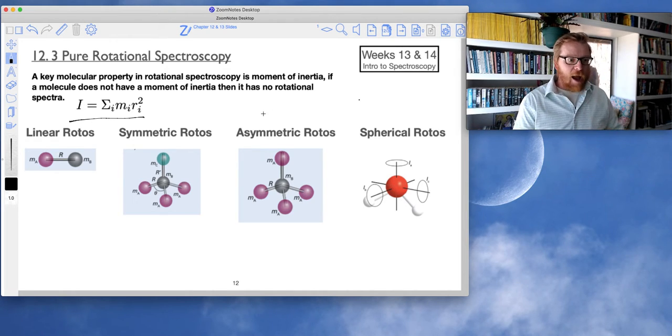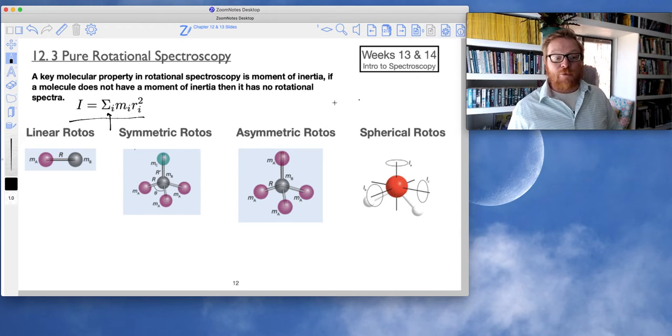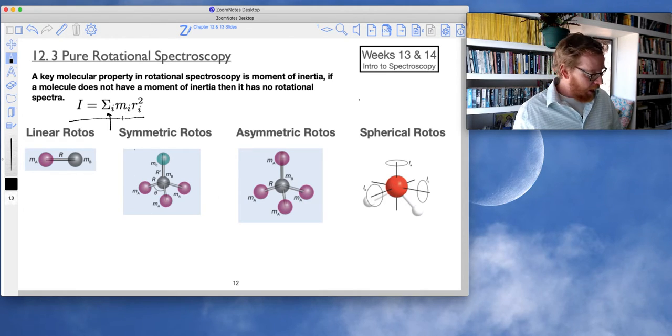You also notice here that I've given this as a sum, and that's because for a very simple object, such as two masses on a spring, there will only be one moment of inertia. However, for more complicated looking molecules, there will be multiple moments of inertia. So we'll have a sum there. And I just want to describe this briefly.